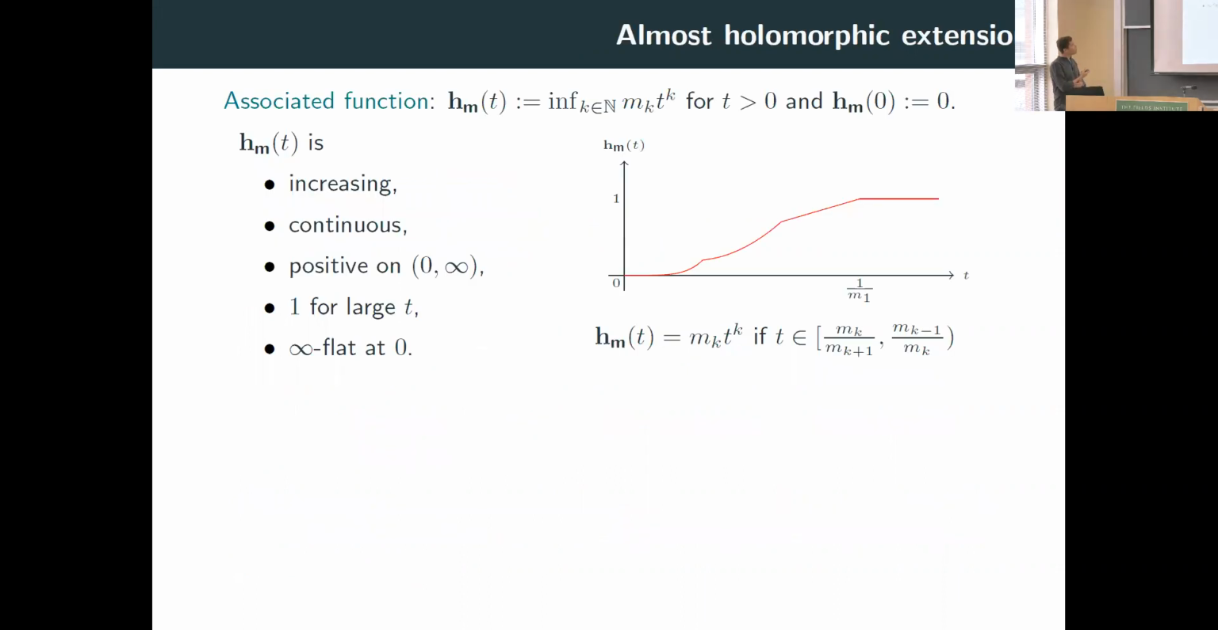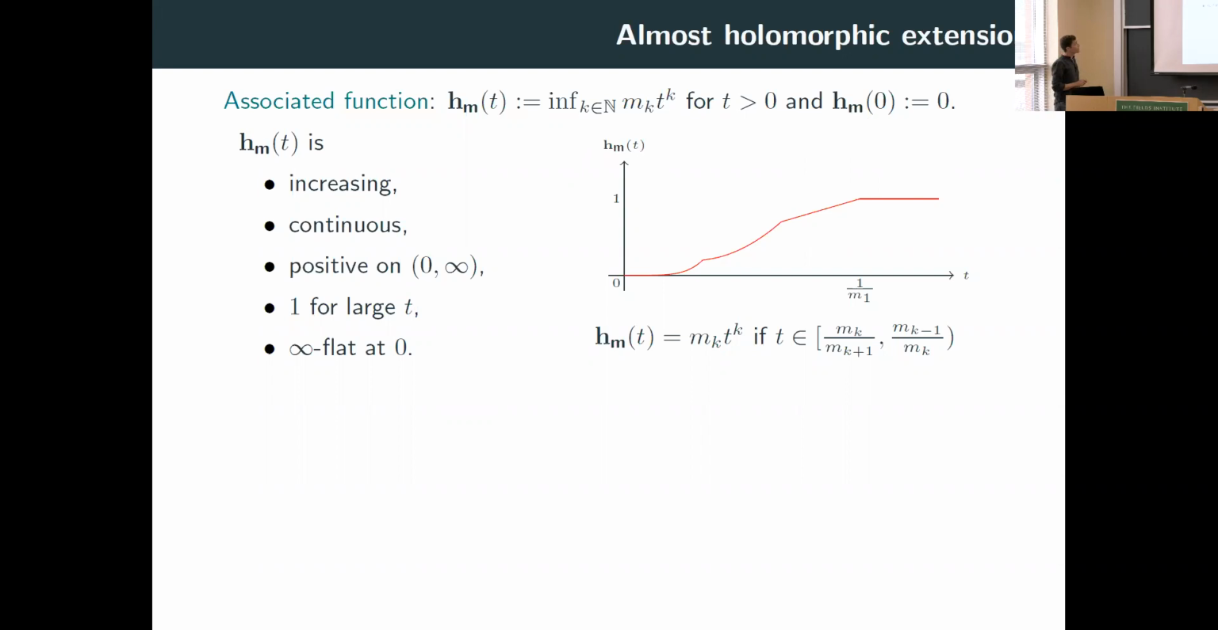So how to do this? I will go to the complex domain and try to divide in the complex domain. So how to do that? I need a function which is associated to my weight sequence M. I denote this function by h_M, and it's the infimum over all non-negative integers k of the terms M_k times t to the k, if t is positive. At 0 I just put the function equal to 0.